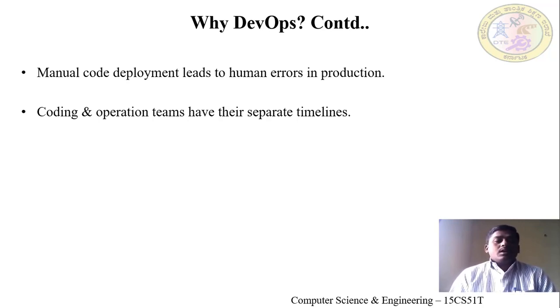Then coding and operation teams have their separate timelines, right? In DevOps, they will fix the timelines for the overall project. Here in traditional IT, for the coding they will fix separate timelines, and for the operation team they will fix separate timelines. Hence, it increases the time of the particular project or application.